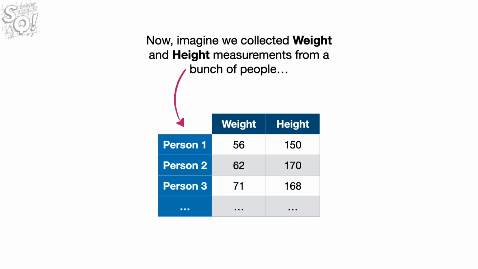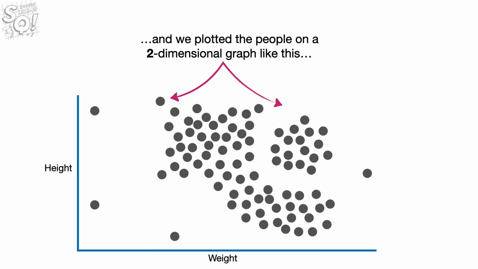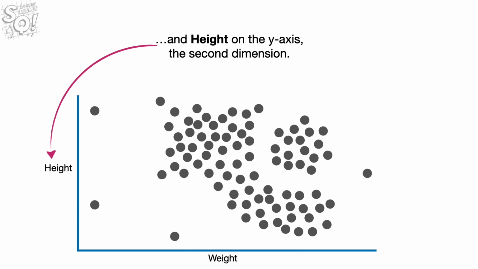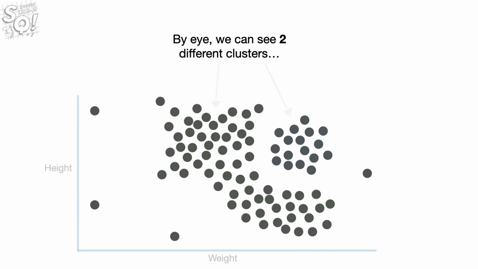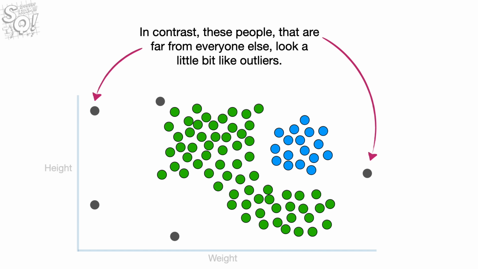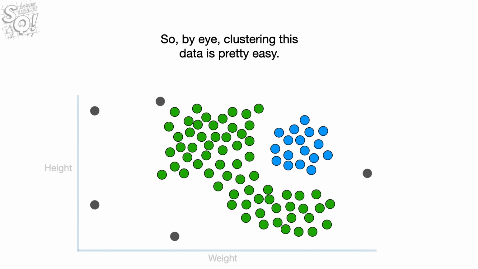Now, imagine we collected weight and height measurements from a bunch of people, and we plotted the people on a two-dimensional graph like this, where we have weight on the x-axis, the first dimension, and height on the y-axis, the second dimension. By eye, we can see two different clusters, by identifying two different, but relatively dense, clumps of people. In contrast, these people that are far from everyone else look a little bit like outliers. So, by eye, clustering this data is pretty easy.